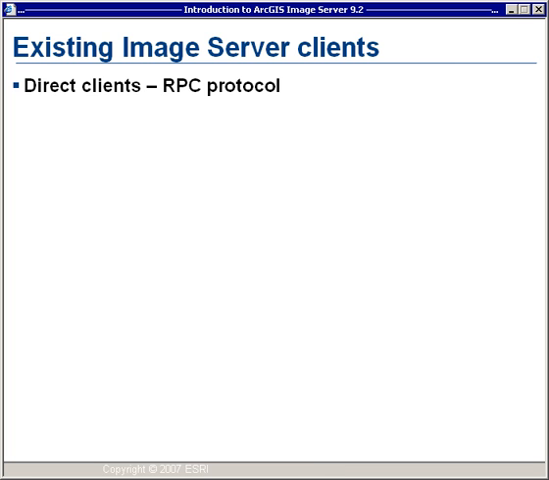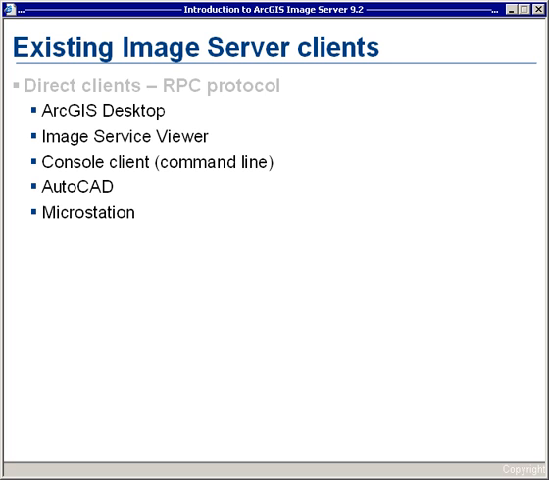First, there are direct clients that use an RPC, or remote procedure call protocol. These include image server clients for ArcGIS desktop versions 9.1 and 9.2, including ArcEngine. The image server viewer, a standalone application that allows quick access to image services. The code for this is provided in the SDK in case you want to develop your own viewer. Also, a console client that allows access to image services via command line. And third-party CAD and mapping applications like AutoCAD and MicroStation.